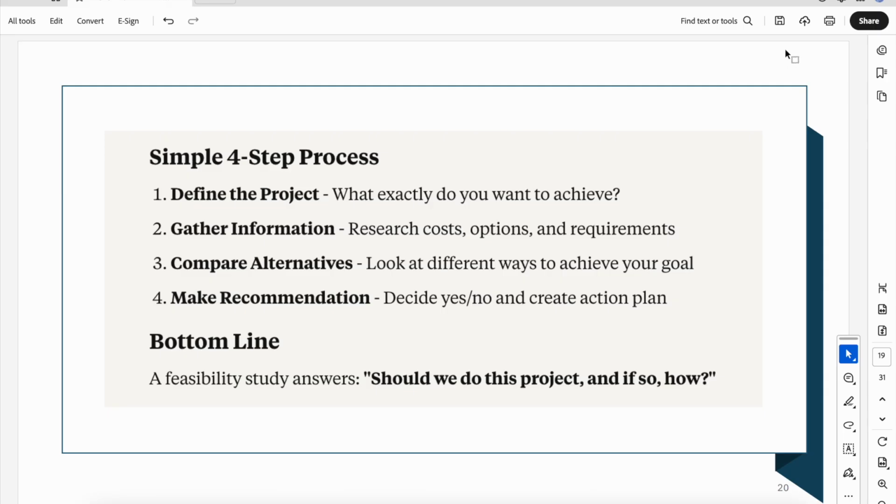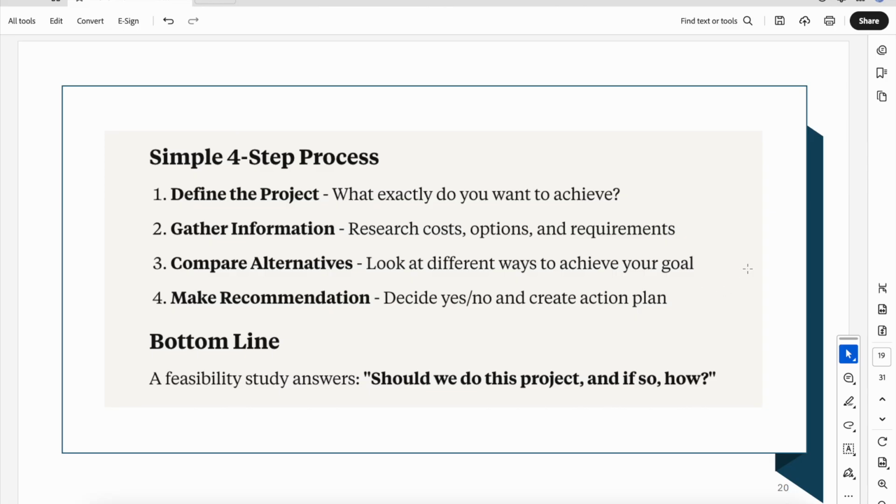Simple 4-step process. Here's a practical approach to conducting feasibility studies. Step 1. Define the project. What exactly do you want to achieve? Be specific about goals, scope, and expected outcomes. Step number 2. Gather information: research costs, alternatives, and requirements. Collect data from vendors, industry publications, and peer institutions.